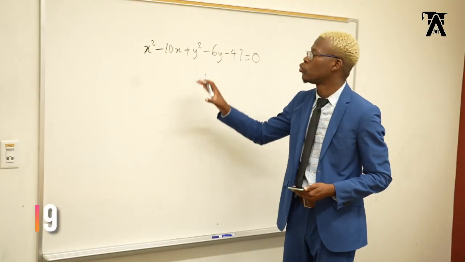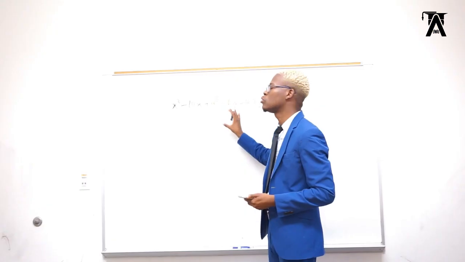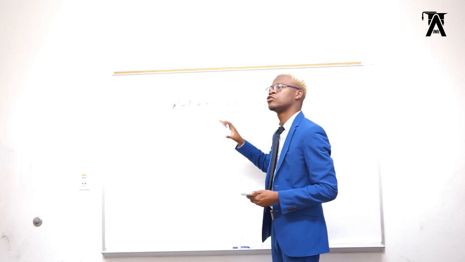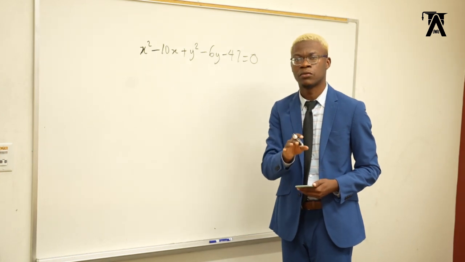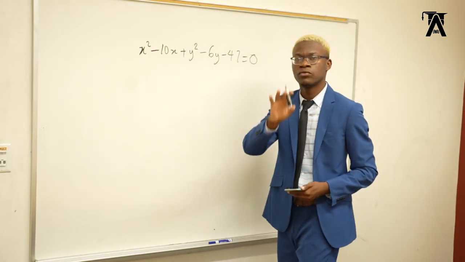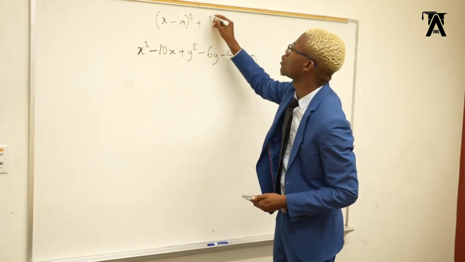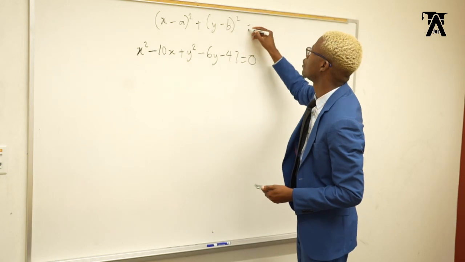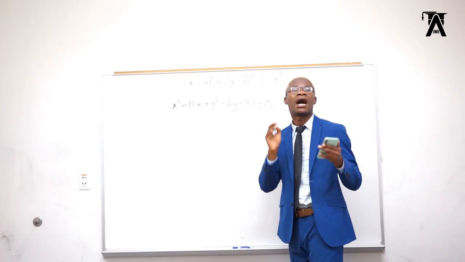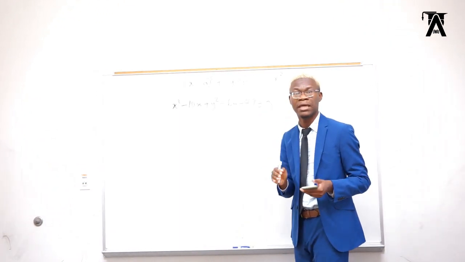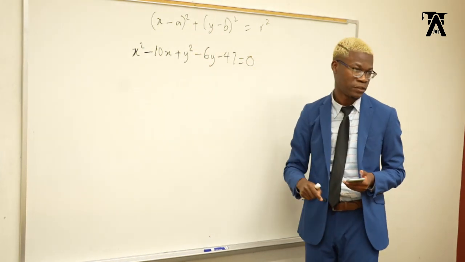In question 9, we have this equation, and we're told this is the equation of a particular circle. This circle is inscribed in a square, and we're asked to find the perimeter of the square. So first things first, we need to find the radius of the circle. Now, every circle follows this equation: x minus a squared plus y minus b squared equals r squared, where r is the radius of that circle. So our first mission here is to make this equation look like this, so that we find what r is.